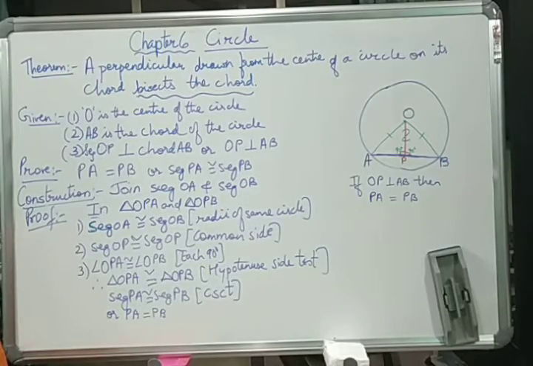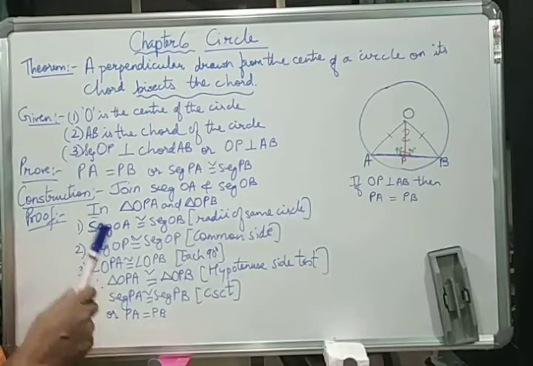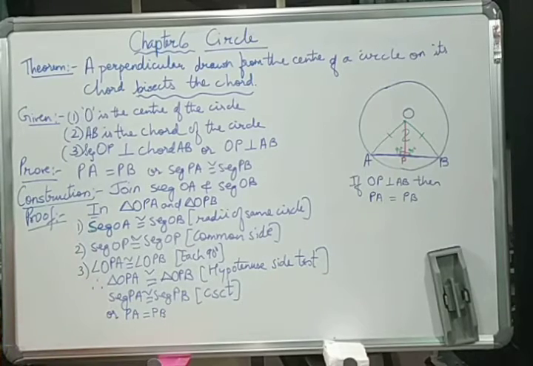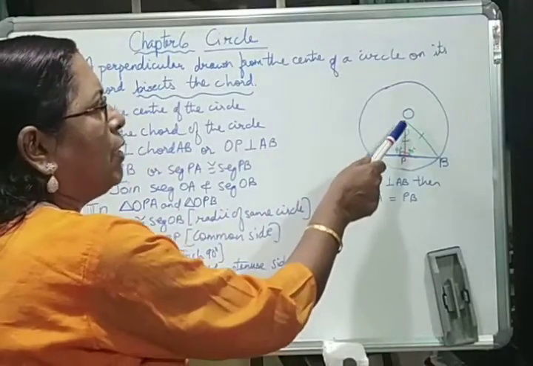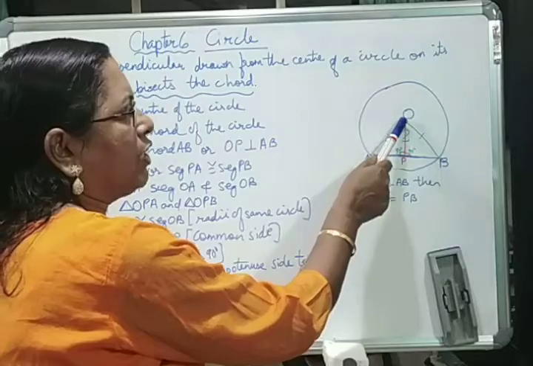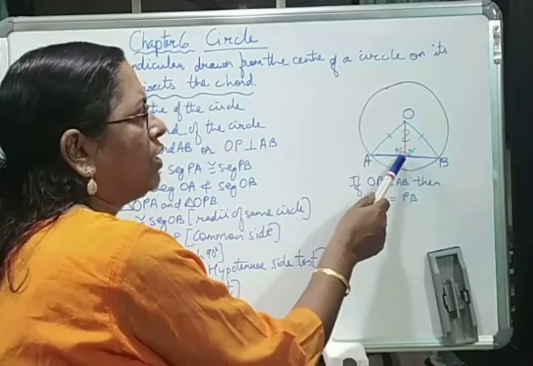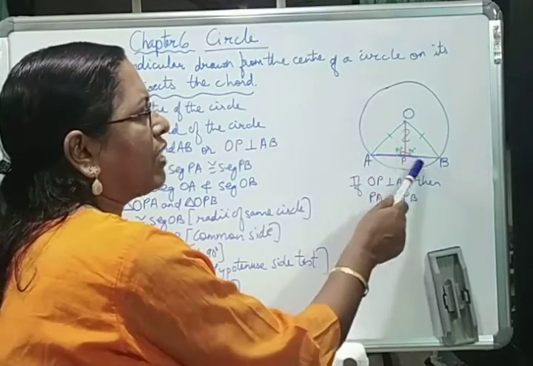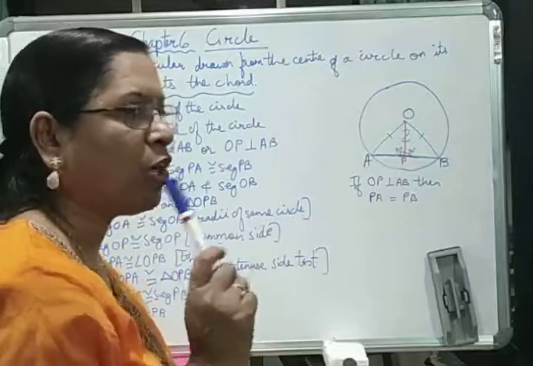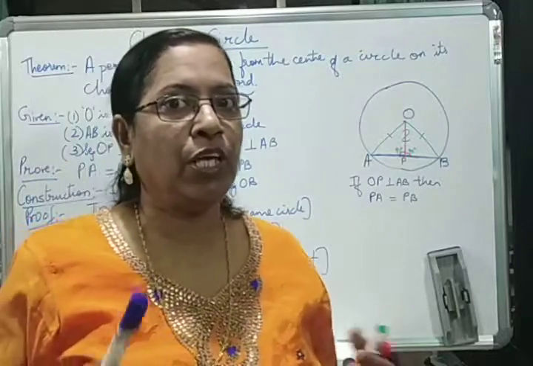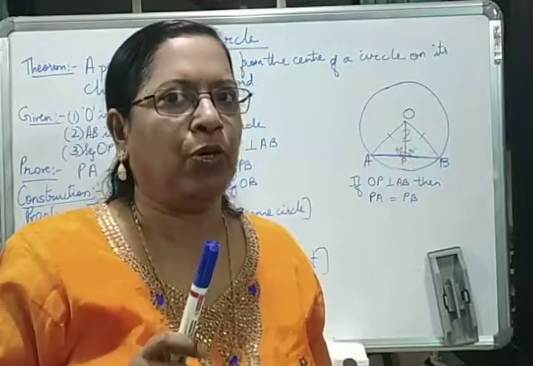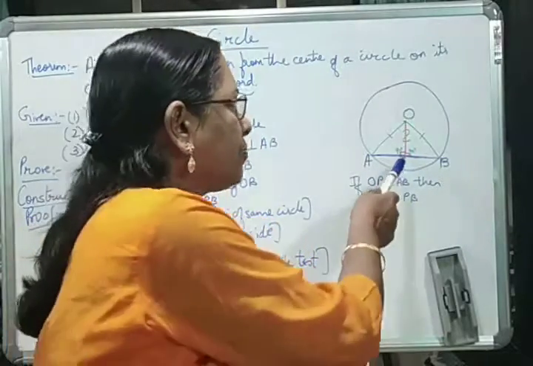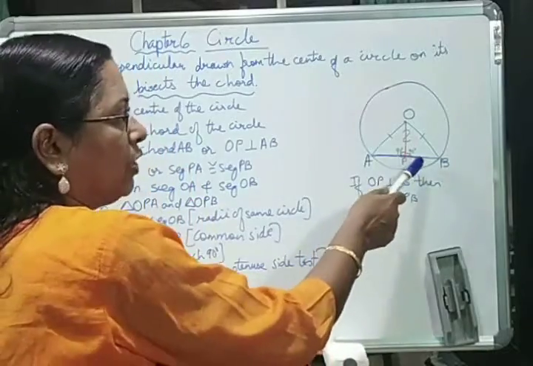So this is over. So I want you to practice this theorem minimum 3 times. So now you must remember that a perpendicular drawn from the center of the circle on its chord bisects the chord. So you must always remember, I'll ask you also, if OP is perpendicular to AB, meaning P is the midpoint. When P is the midpoint, PA is equal to PB.